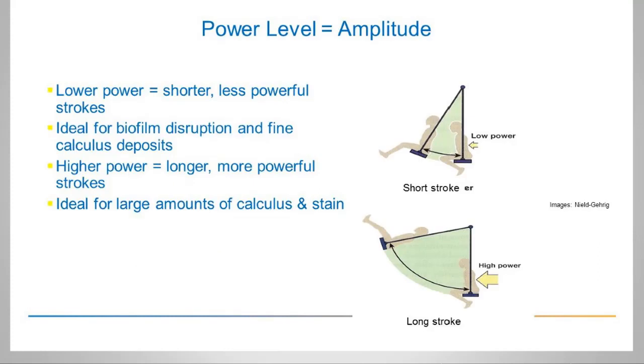So a rule of thumb: lower power creates a shorter, less powerful stroke, and you can see that here with the analogy of a swing. This is ideal for biofilm disruption and fine calculus deposits. And then a higher power, a longer, more powerful stroke, is ideal for larger amounts of calculus and staining.